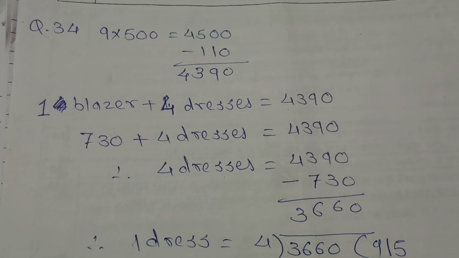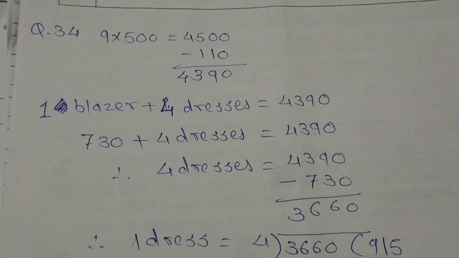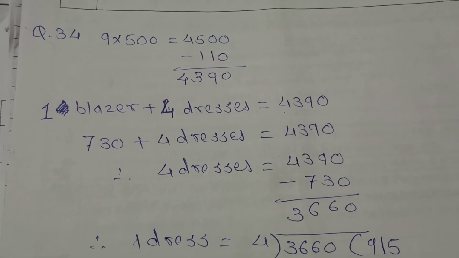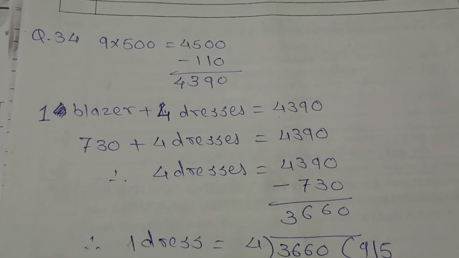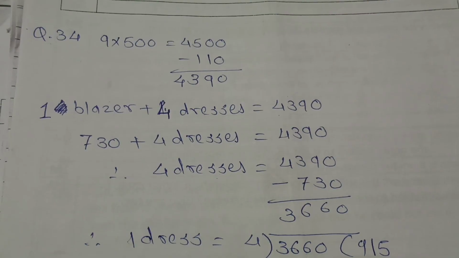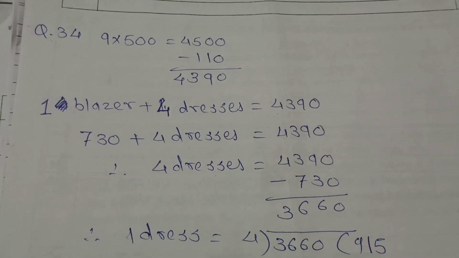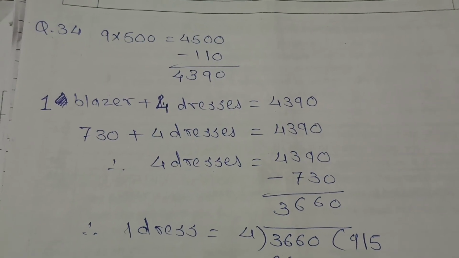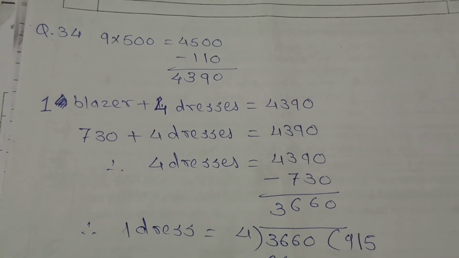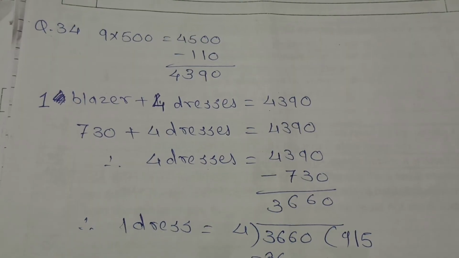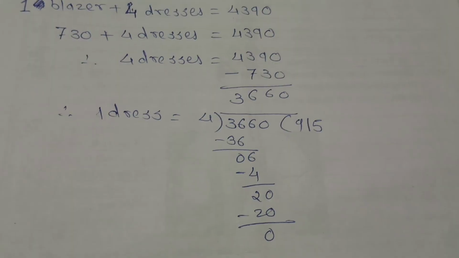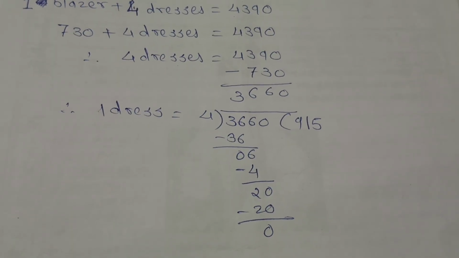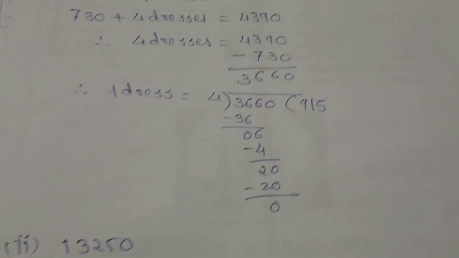9 notes of 500 is equal to 4,500. Subtract 110 because the shopkeeper gave 110 rupees back. So the amount spent is 4,390. It is the cost of 1 blazer and 4 dresses. But the cost of 1 blazer is given, that is 730. Subtracting the cost of the blazer, we get the cost of 4 dresses, that is 3,660. So for the cost of 1 dress, we divide the answer by 4 and get 915.